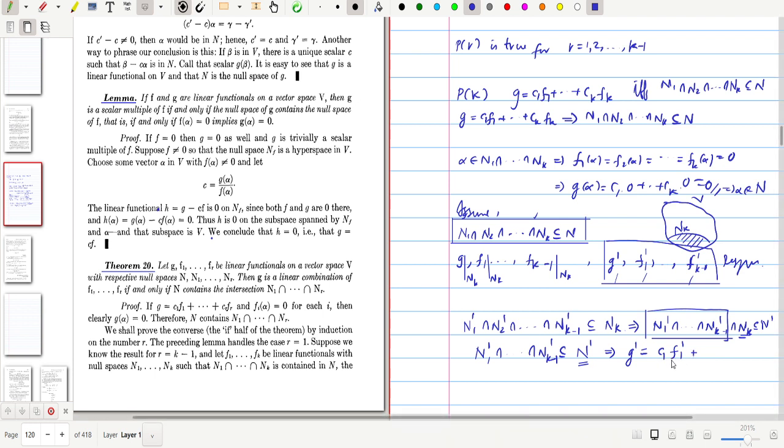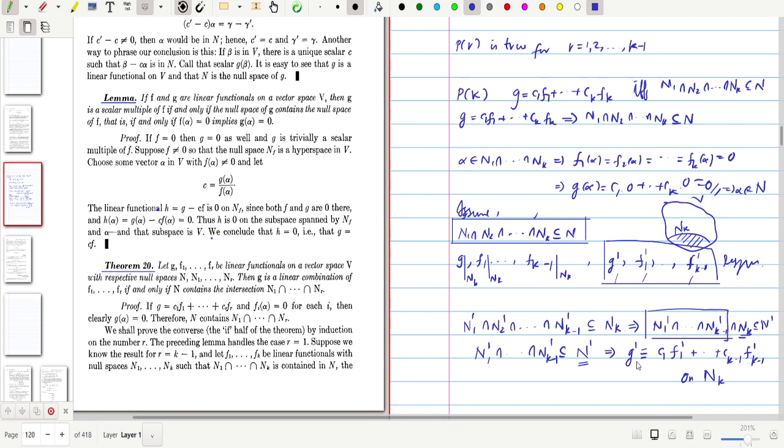So we can establish the existence of K minus 1 scalars in this manner. Okay, so this is Fk minus 1. So this is identically equal to this on NK, because the domains of these linear functionals are nothing but this NK. So you can get this equality.